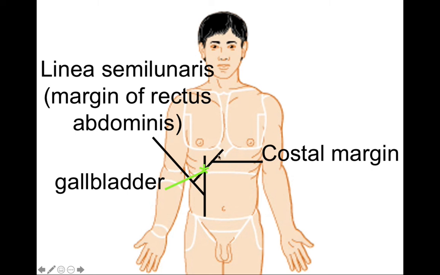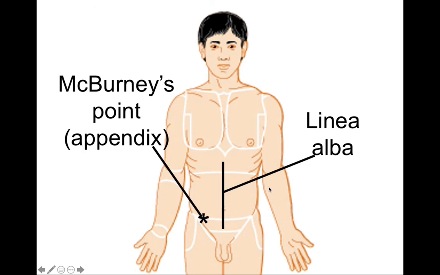We also have the costal margin, which is the margin of our costal cartilages that will come up and articulate with the sternum. Quite interestingly, at the location where the costal margin and the linea semilunaris intersect, we're going to find the gallbladder. As we know, the gallbladder sits under the liver, and its primary purpose is to store bile. We see the linea alba indicated over here, and we have another point over here that's going to indicate the appendix.